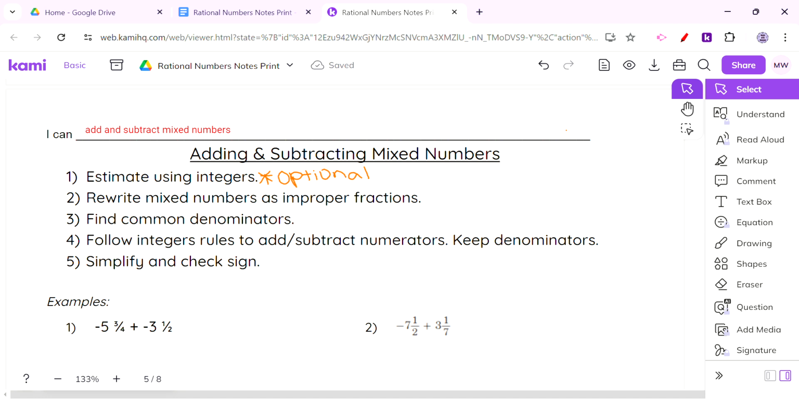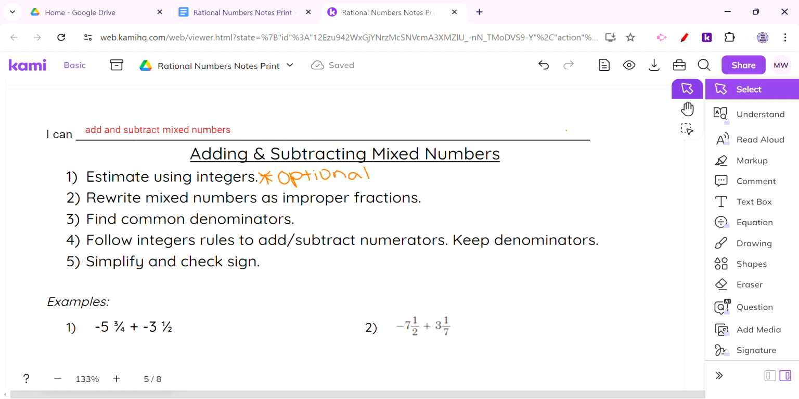Hi there, in this video we are going to go over how to add and subtract mixed numbers. Step 1, you want to estimate using integers. This is optional but highly recommended. If you estimate using integers from the beginning, at the end you can check your answer and make sure that it is within the ballpark that you originally estimated.